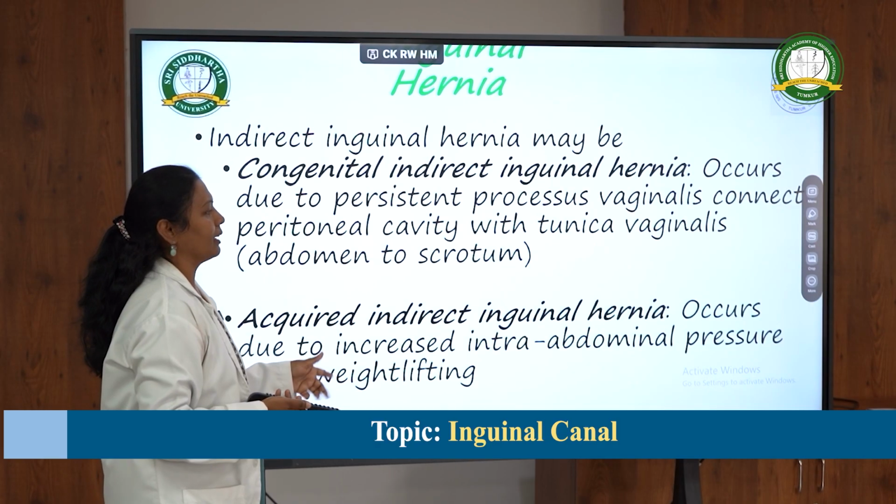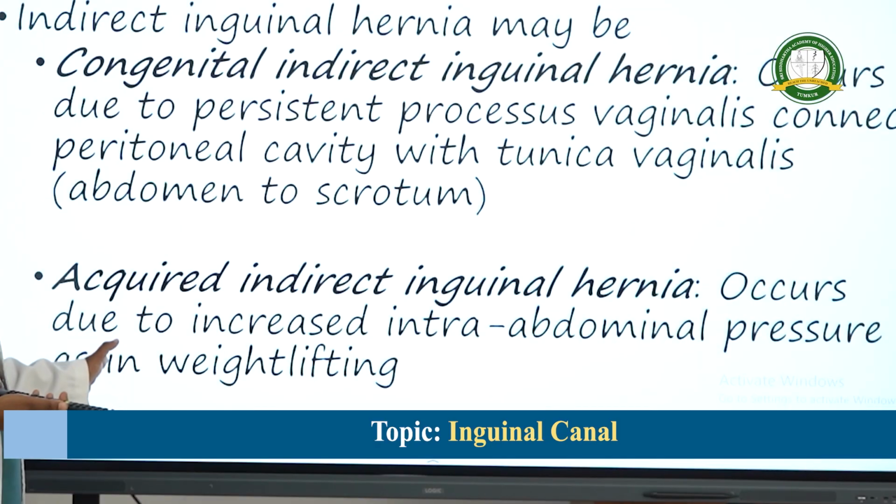Acquired indirect inguinal hernia is comparatively rare. Here it is due to increased intra-abdominal pressure, as in weightlifting or chronic cough, and so on.